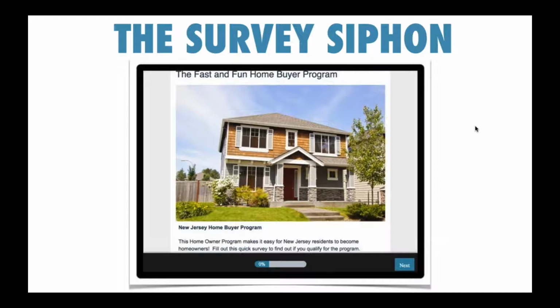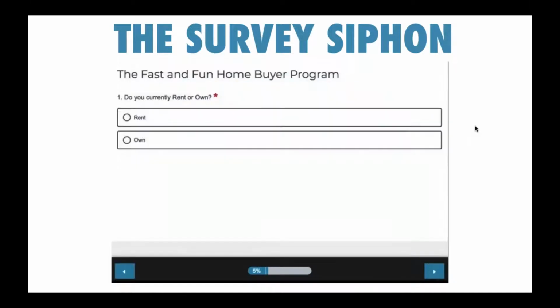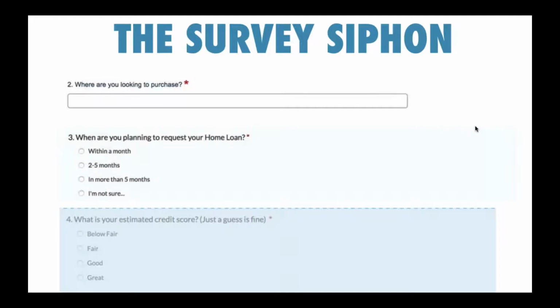And so this is what the survey says. This homeowner program makes it easy for area name residents to become homeowners. Fill out this quick survey and find out if you qualify for the program. So nothing groundbreaking or really genius about that. It's just a pretty simple offer. Then we get into the actual qualification of the lead and getting them to start jumping through the hoops.